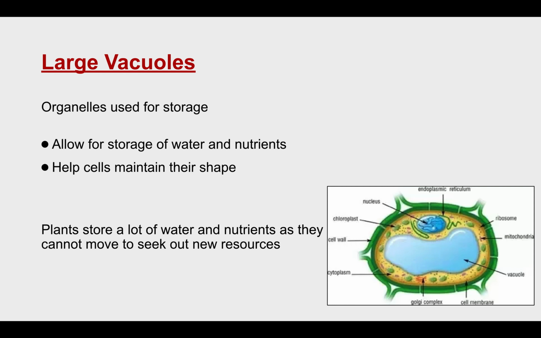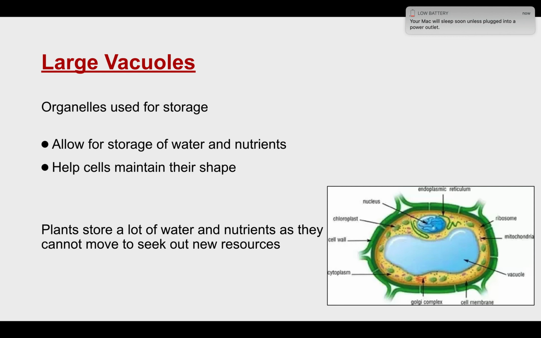Plant cells also have very large vacuoles. Now animal cells also have vacuoles, but in plant cells, these vacuoles are much larger. Vacuoles are an organelle that's used for storage. We're going to store different molecules, and definitely store a lot of water inside of these vacuoles. They're used for storage, but they can also be used by these cells to help maintain their shape.